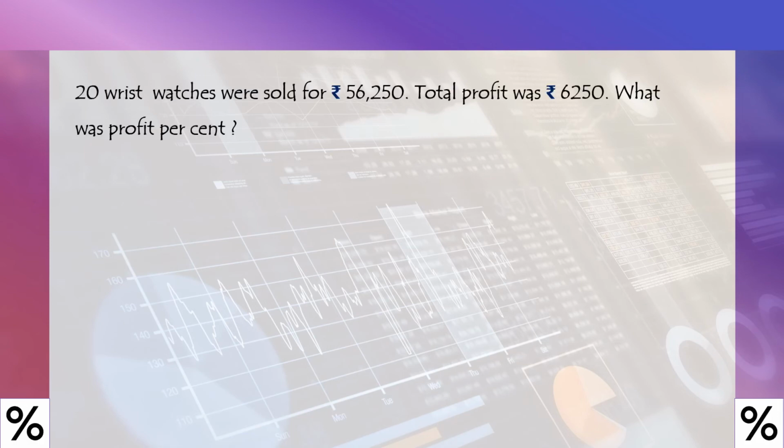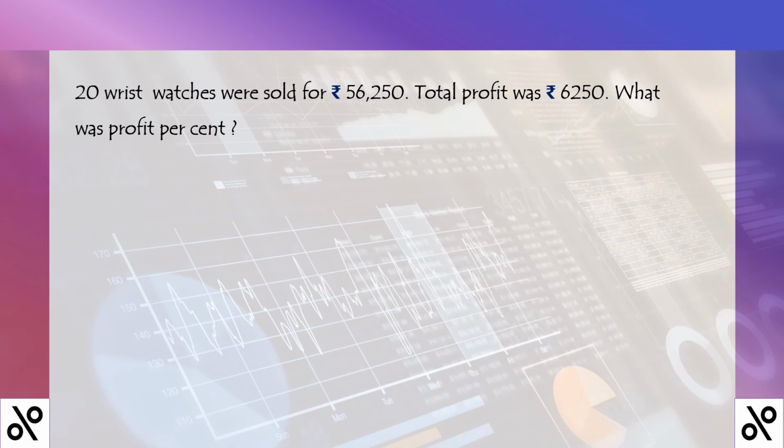20 wristwatches were sold for rupees 56,250. Total profit was 6,250. What was the profit percent? Now remember, this question has a very simple thing, but you have to use the previous knowledge of profit and loss also in this chapter. In this sum, because your cost price, selling price, and profit is involved, so you should know that as well.